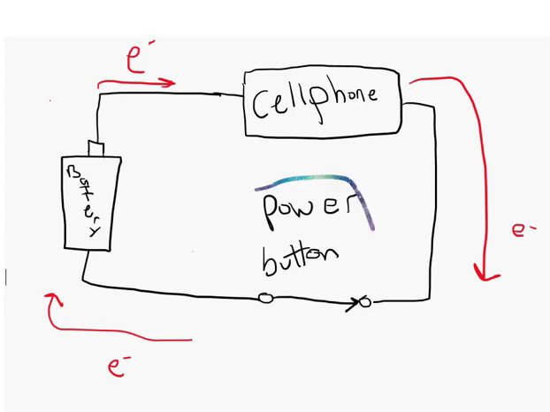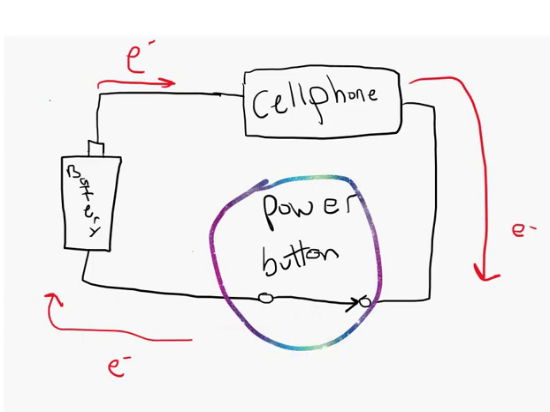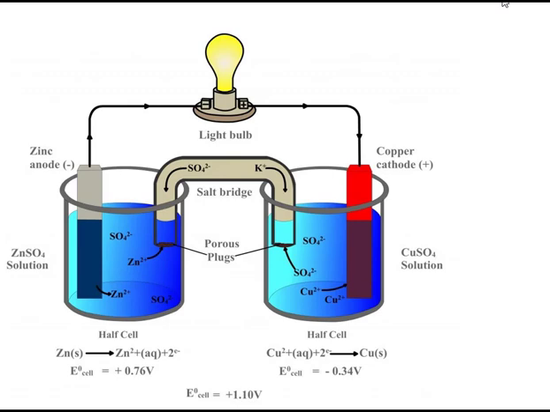A salt bridge essentially acts as a power button. With the salt bridge in place, it essentially completes the circuit and closes the switch. Here, the zinc-copper electrochemical cell can be thought of as a battery supplying electrical power to illuminate the light bulb. The salt bridge acts as a switch.